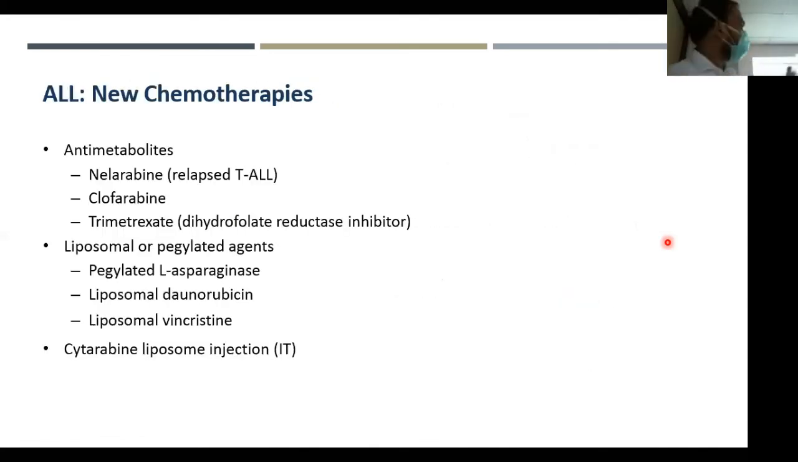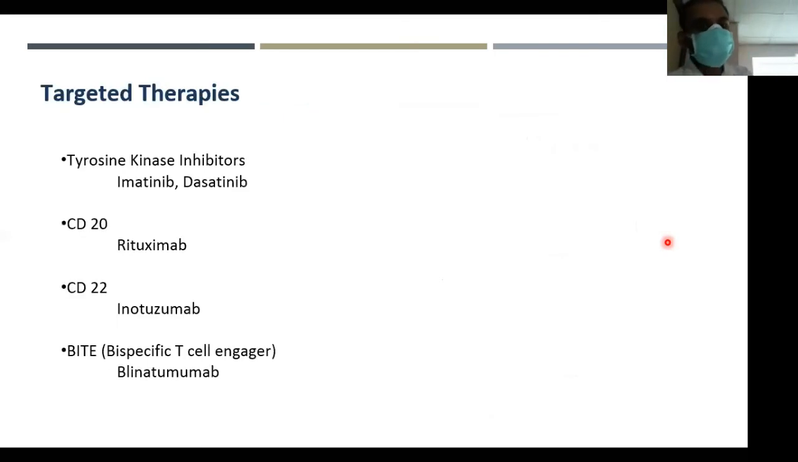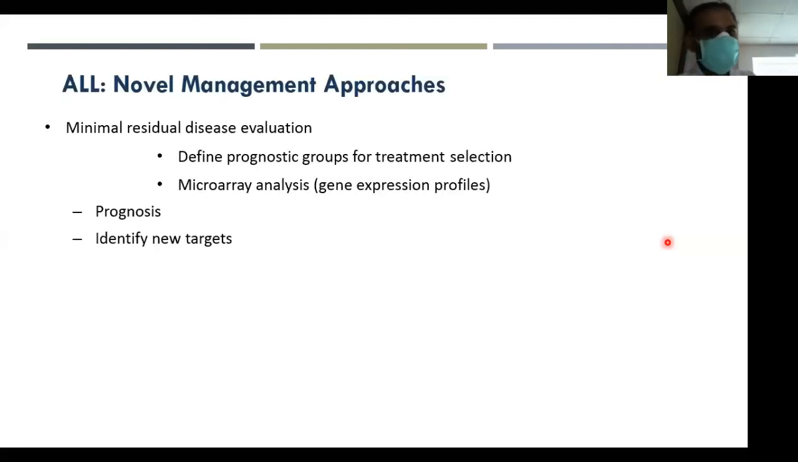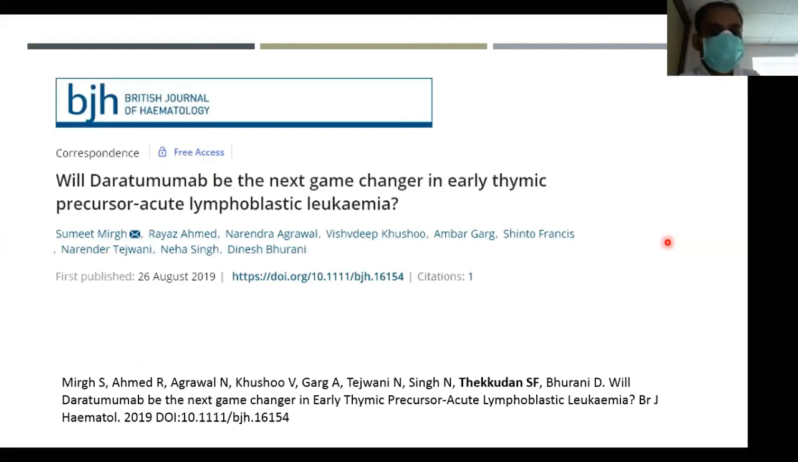Okay, new chemotherapies. These are the newer drugs: liposomal agents, clofarabine, nelarabine, etc. Targeted therapies. Basically now it is the era of targeted therapies. If you have Ph positive disease, you can use TKIs. Dasatinib crosses the blood-brain barrier, so it is better used rather than imatinib. Now there are promising studies: CD20, rituximab; CD22, inotuzumab; BiTE, this is a bispecific, blinatumomab. Then MRD. We are not going into details. It's a topic in itself.